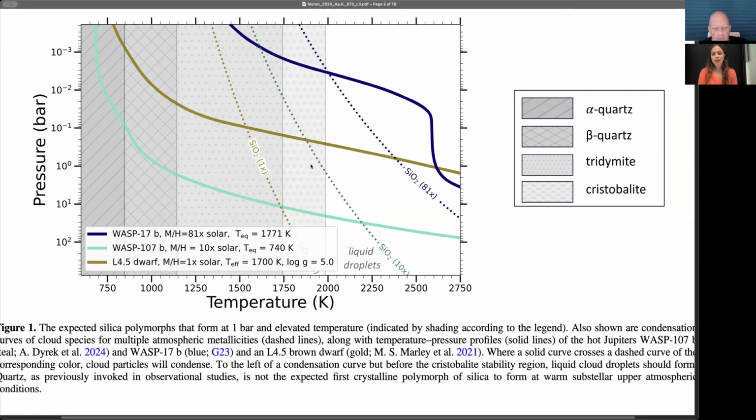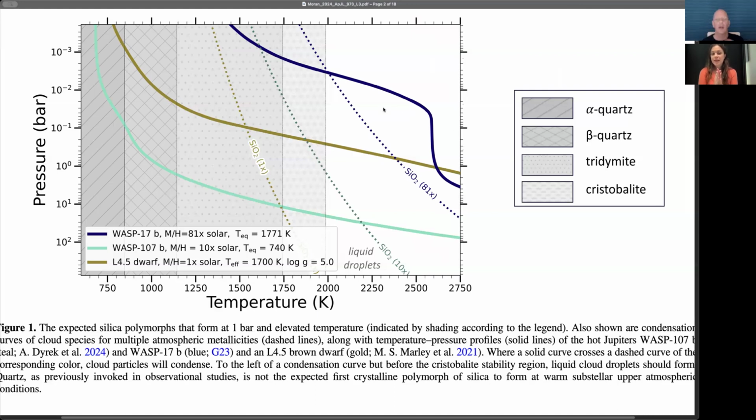The solid lines are the different substellar objects that I decided to think about in this paper. The one that's really driving this is, of course, WASP-17b, which is the dark blue solid line. That's its temperature-pressure profile as determined by that observational paper, Grant et al. The dotted lines in the background are the condensation curves of SiO2. You can imagine that crossing that line is what's going to make you a cloud. On the right, you have vapor. On the left, you have a condensed particle.